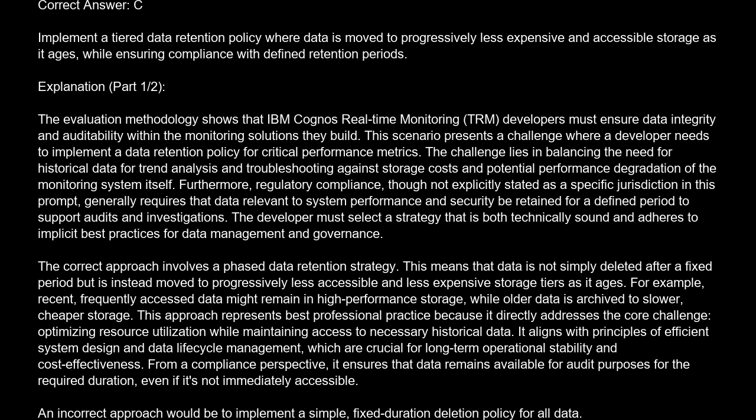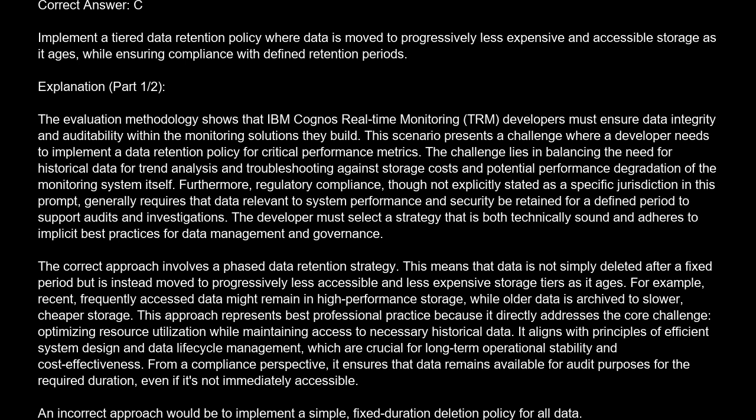Explanation. The evaluation methodology shows that IBM Cognos real-time monitoring, TRM, developers must ensure data integrity and auditability within the monitoring solutions they build. This scenario presents a challenge where a developer needs to implement a data retention policy for critical performance metrics. The challenge lies in balancing the need for historical data for trend analysis and troubleshooting against storage costs and potential performance degradation of the monitoring system itself.